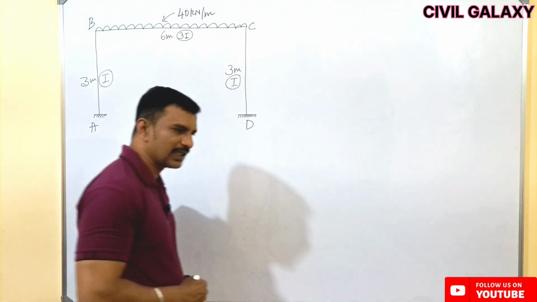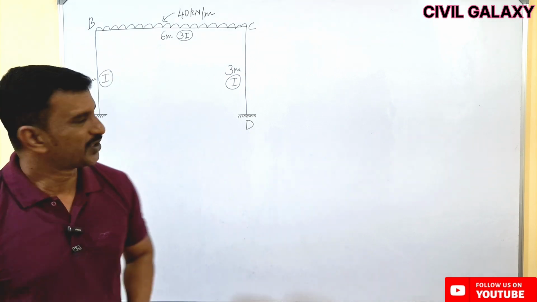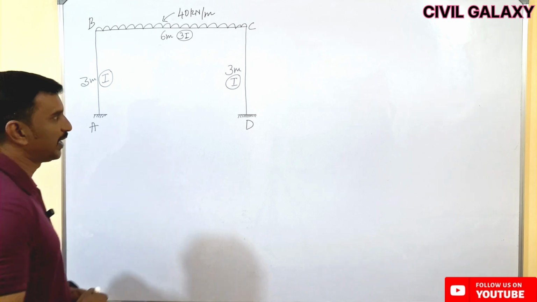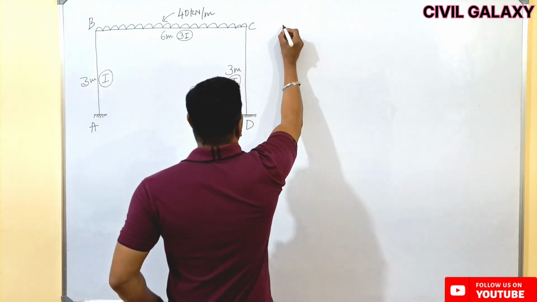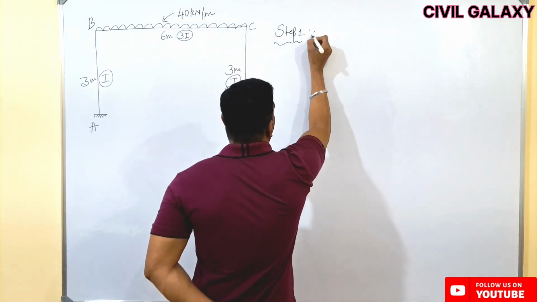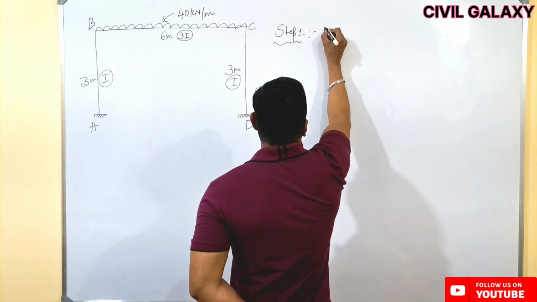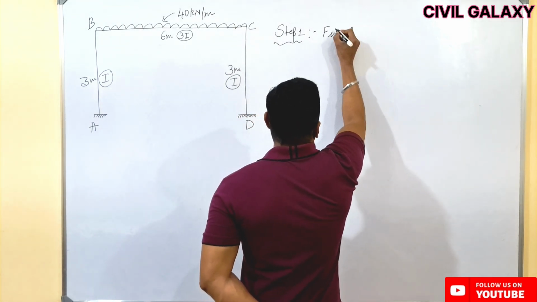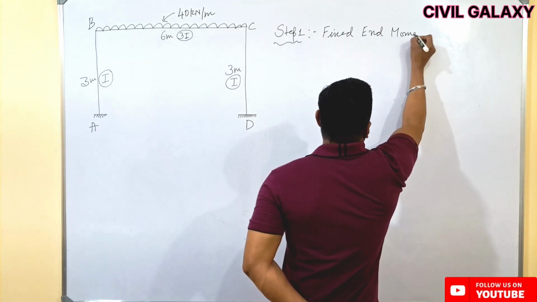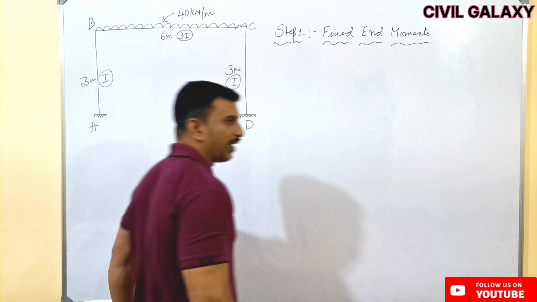From our previous classes, we have learned how to analyze a beam with the help of Kani's method. Similarly, the procedure for analyzing the frame also remains the same, where the first step will be to calculate the fixed end moments.